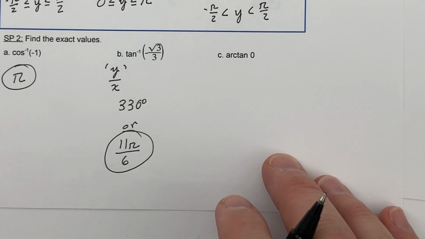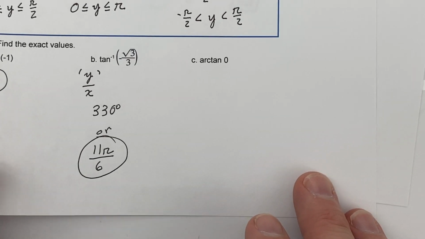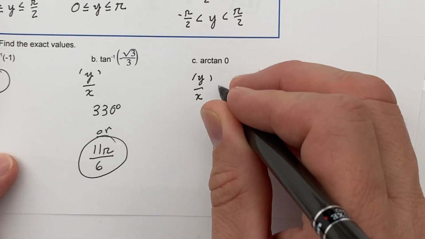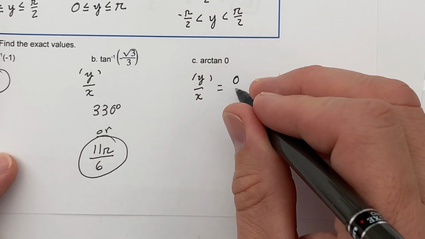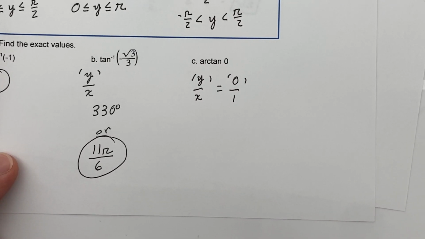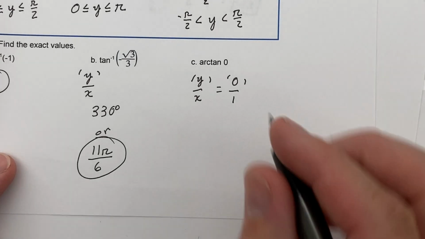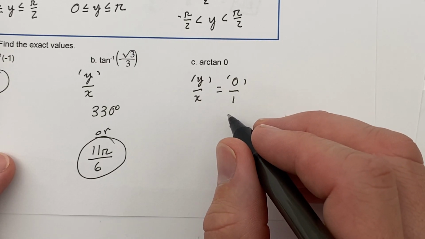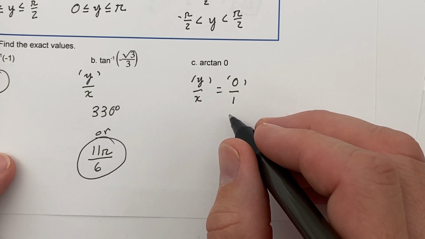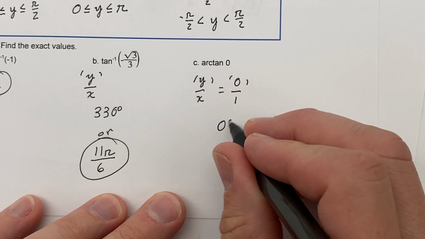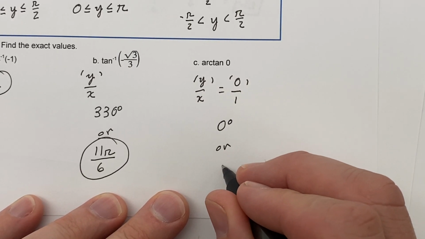Lastly, arctan of 0. Where is 0? Well, again, it's got to be y over x. The only way to get 0 is if that numerator is 0. Therefore, our denominator would have to be 1, so where the y value is 0 and our denominator is 1 or -1. If y is 0, that means it has to be on the x-axis. So it's over there on the right at 0 degrees, or 0 radians.